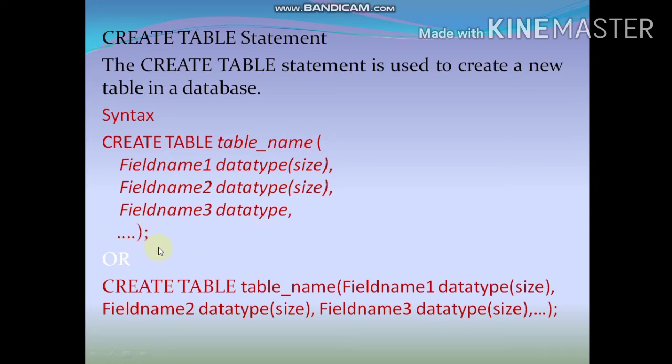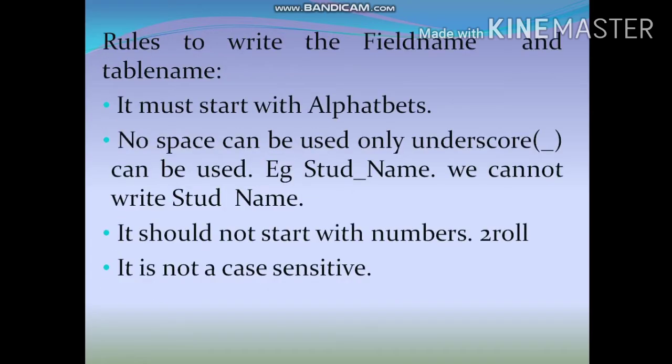Same here, two methods are there. You should write line by line, or you can write it in a single line. There is a rule to write the field name and table name. That means it must start with an alphabet. No number can be used in the beginning. It should not start with a number. Example, 2roll. It is a wrong statement.